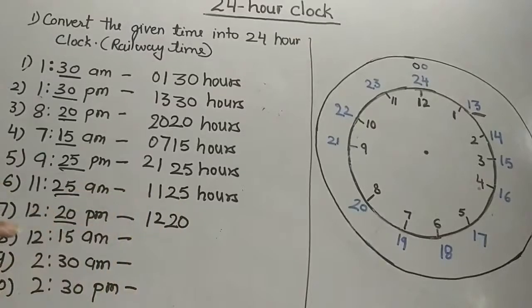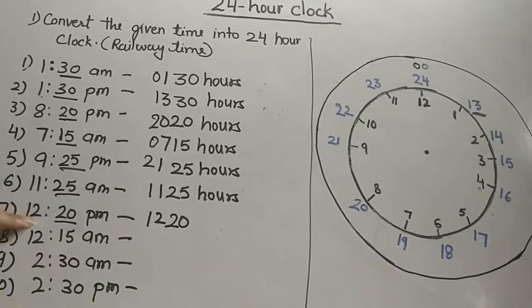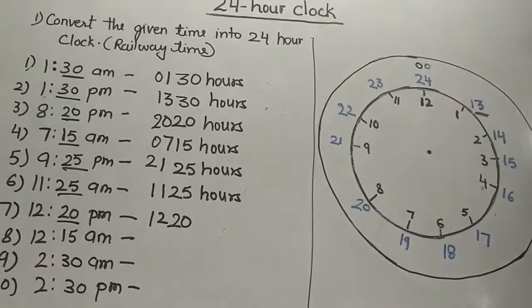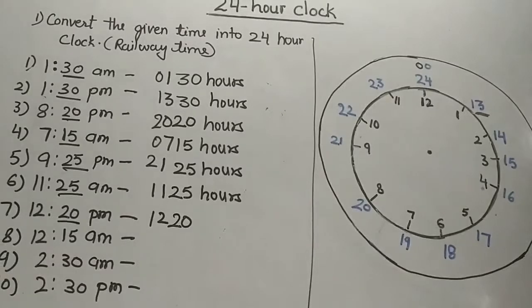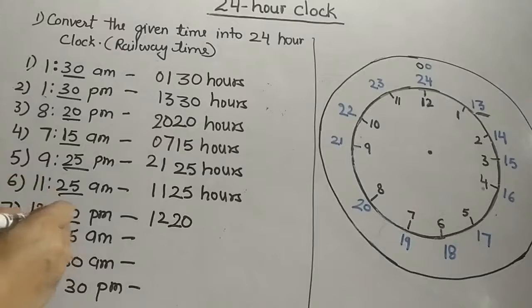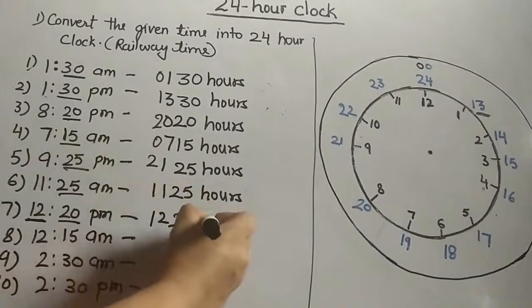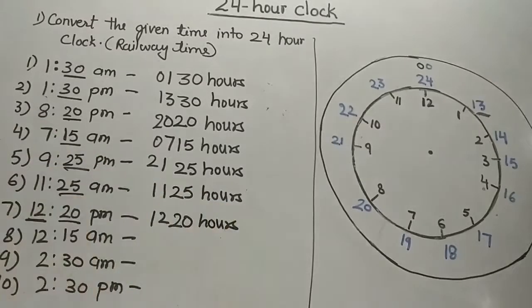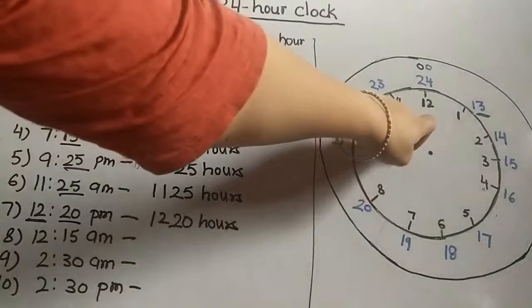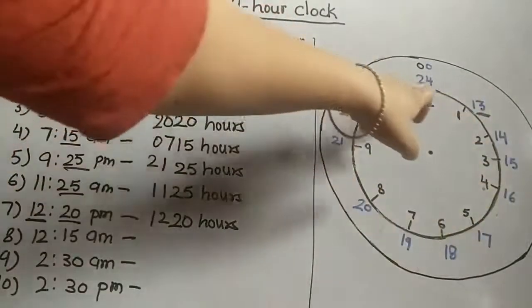And if the time is given with AM with 12 hours, so we will change it. And in PM, we will not change it. Why? Because 12 noon is in our inner clock only.